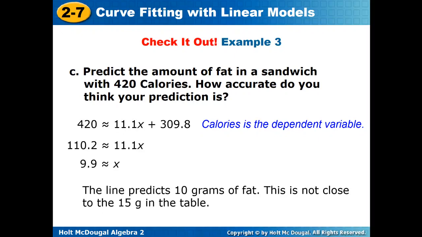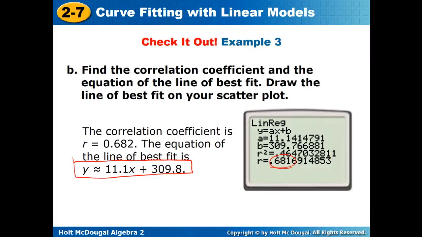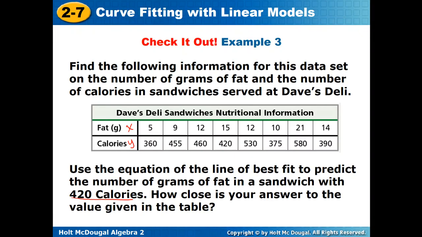So when we look back at the table one more time, for 420, it actually was 15, but when we put it into our equation, which was just a guess of an equation, an approximation, it's not that close because we came up with 10.